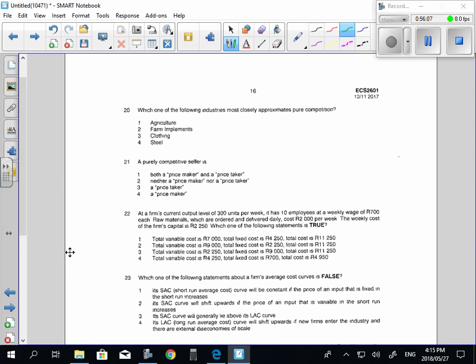All right, question 20. Which of the following industries most closely approximates pure competition? Now, pure competition or perfect competition, one of the assumptions is a homogeneous product. Okay. Now, the only homogeneous product you can see there would be steel. So that would be, I think, the closest one. I don't really know what farm implements are. Agriculture. No, you've got a few firms supplying the entire market, a few farmers supplying the entire market. Or maybe you're correct, actually.